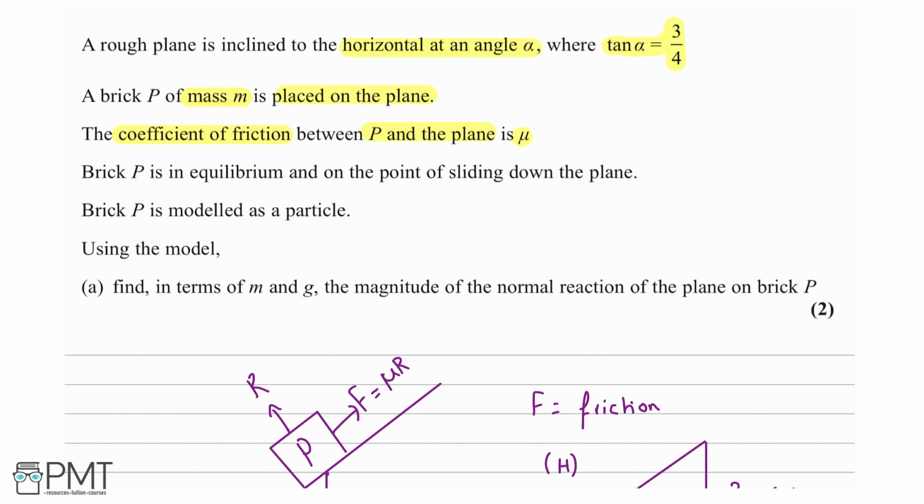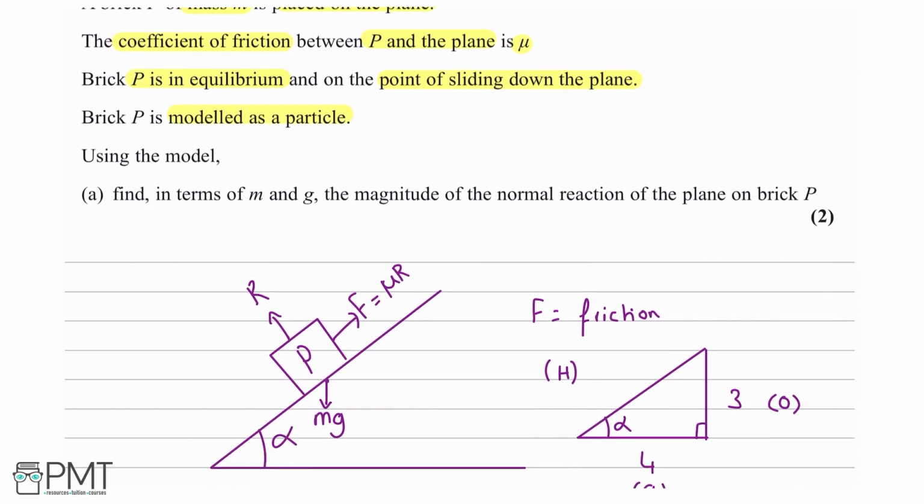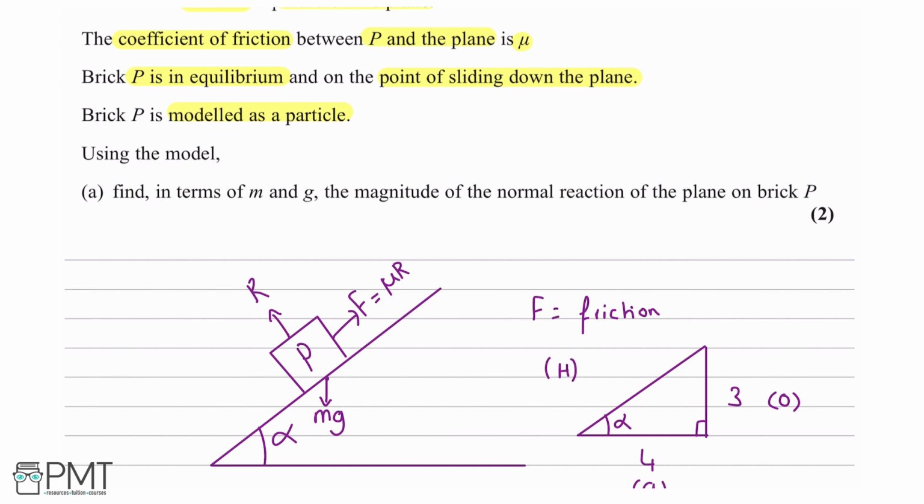We are told brick P is in equilibrium and on the point of sliding down the plane. Brick P is modelled as a particle, so we're just going to highlight that. And using the model, we have been asked to find, in terms of M and G, the magnitude of the normal reaction of the plane on brick P. This question is worth 2 marks.